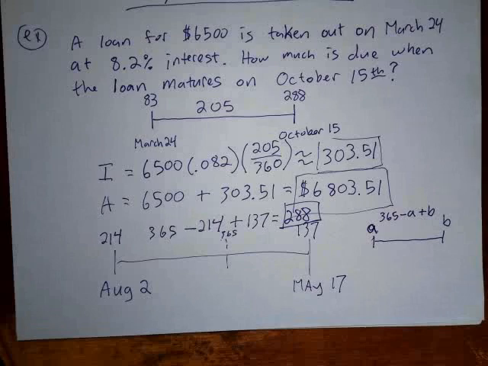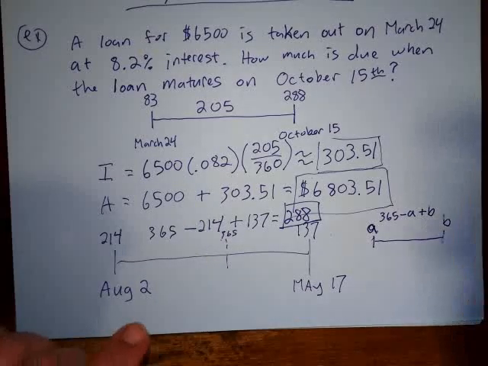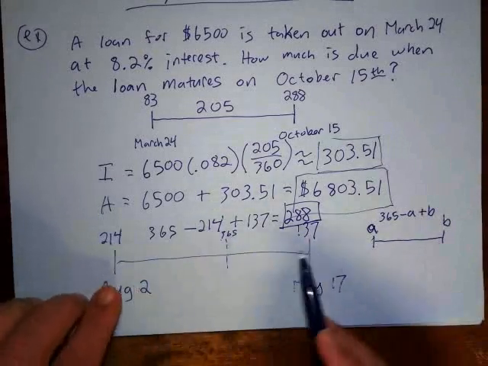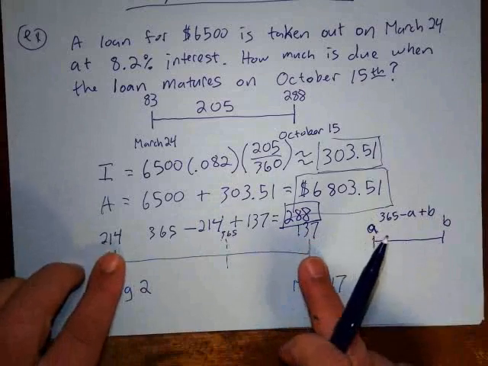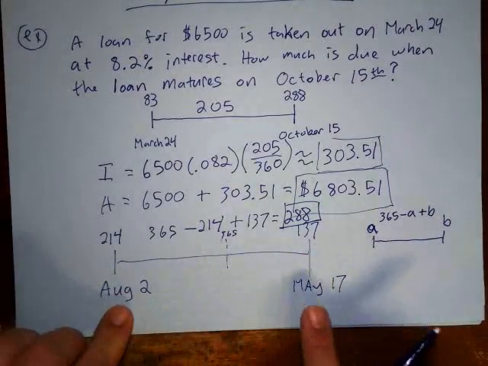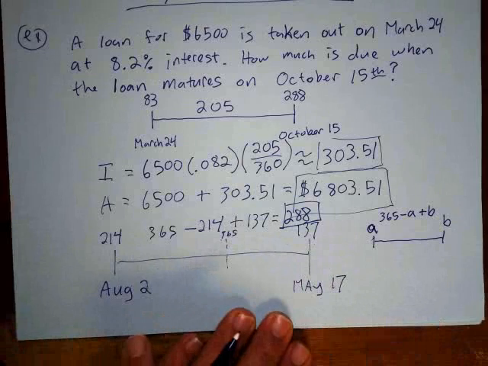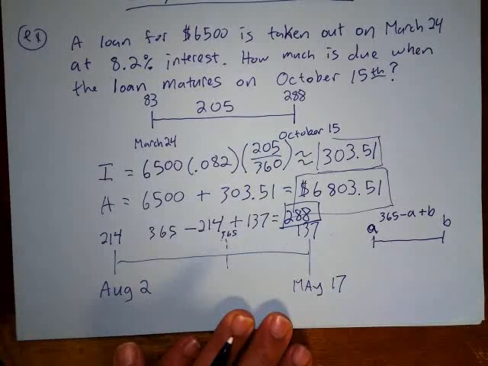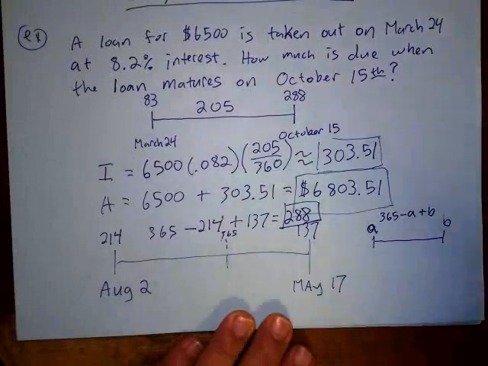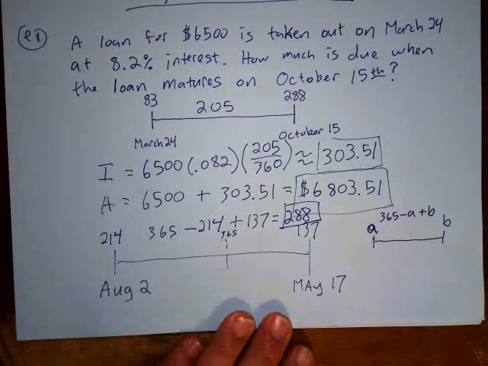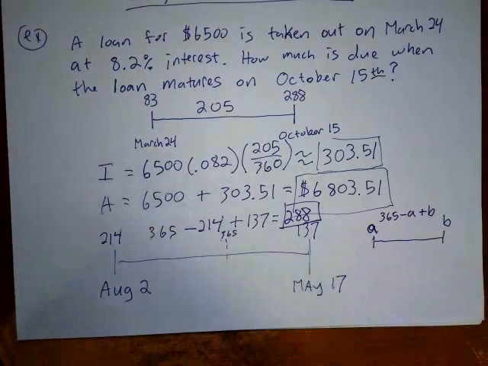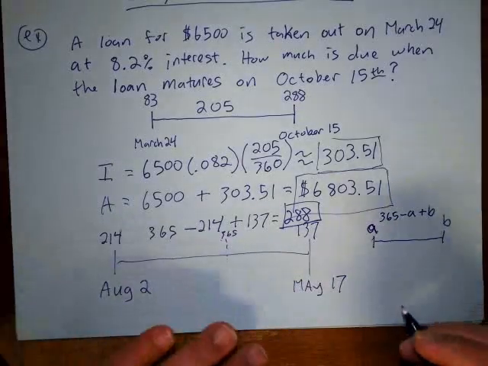Okay. The other way I've seen people do it is they'll actually subtract these two, 214 minus 137, and that gives you the number of days between May 17th and August 2nd. And then if you take that number and subtract that from 365, that'll give you, oh boy, that's hard to explain.